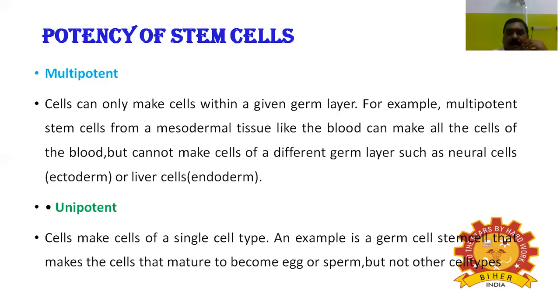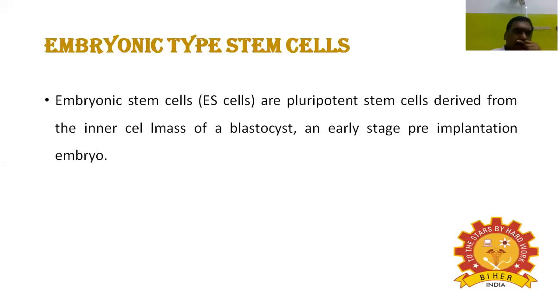For example, a germline stem cell makes the cells that mature to become egg or sperm, but not all types of cells. Next, I'm coming to the embryonic type of stem cells. What do you mean by embryonic type of stem cell? It is embryonic stem cells.